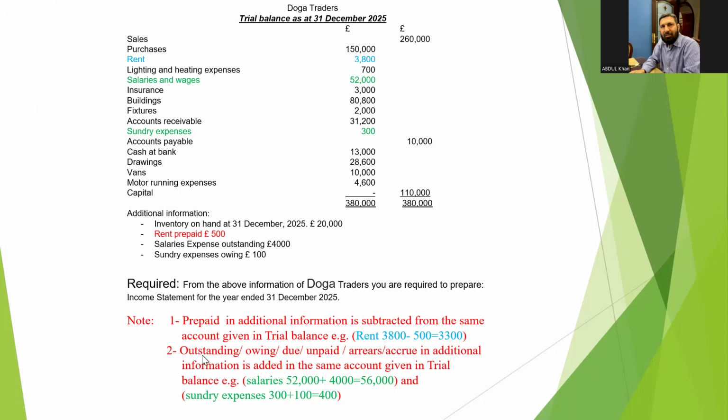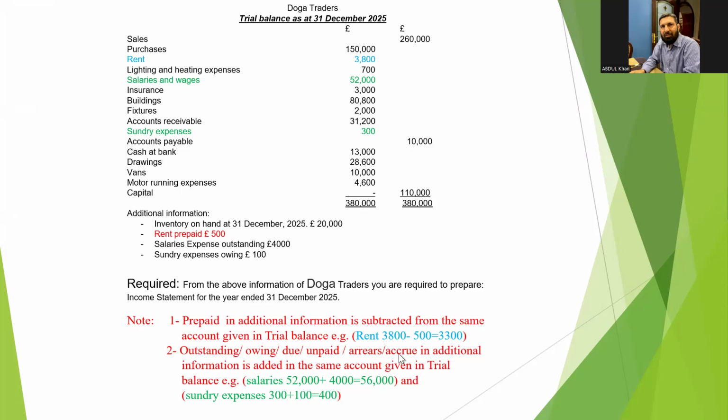Then on the other side, if you have outstanding, owing, due, unpaid, arrears, accrued in the additional information, remember I'm talking about additional information, it is added to the same account given in the trial balance. That means salaries expense outstanding 4,000 is given in the additional information. So what will you do? You will go to the salaries expense in the trial balance. Salaries and wages is given as 52,000. So you will write salaries 52,000.